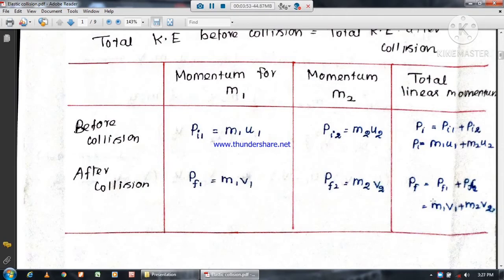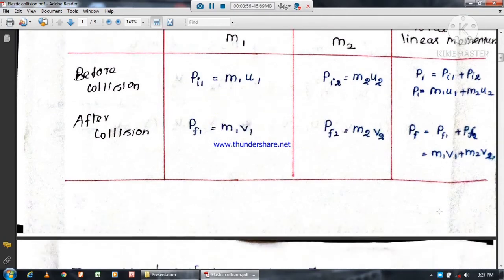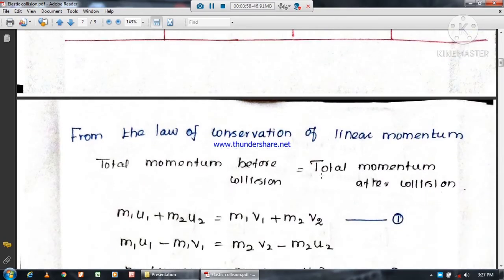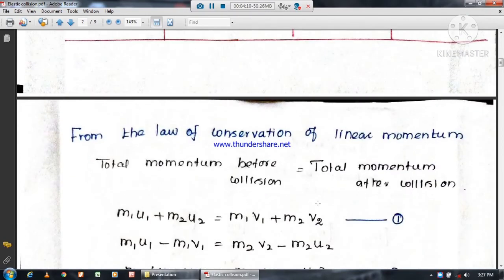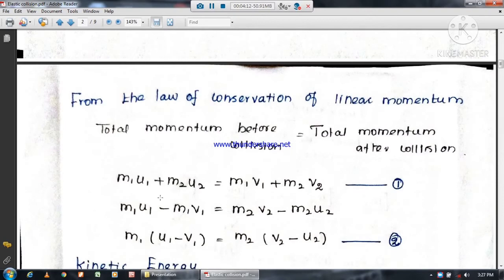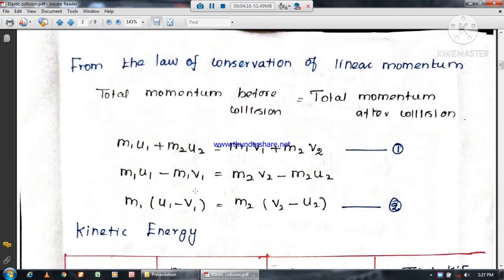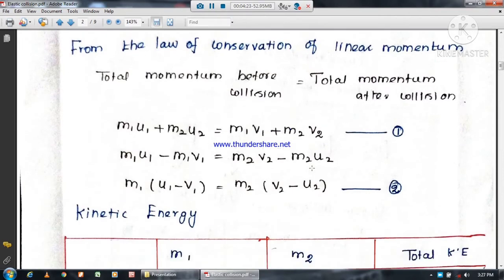And from the law of conservation of linear momentum, the total momentum before collision is equal to total momentum after collision. So we equate these two, that is pi is equal to pf, that is momentum before collision is equal to momentum after collision. We equate these two, we get m1 u1 plus m2 u2 is equal to m1 v1 plus m2 v2. This is equation number 1.